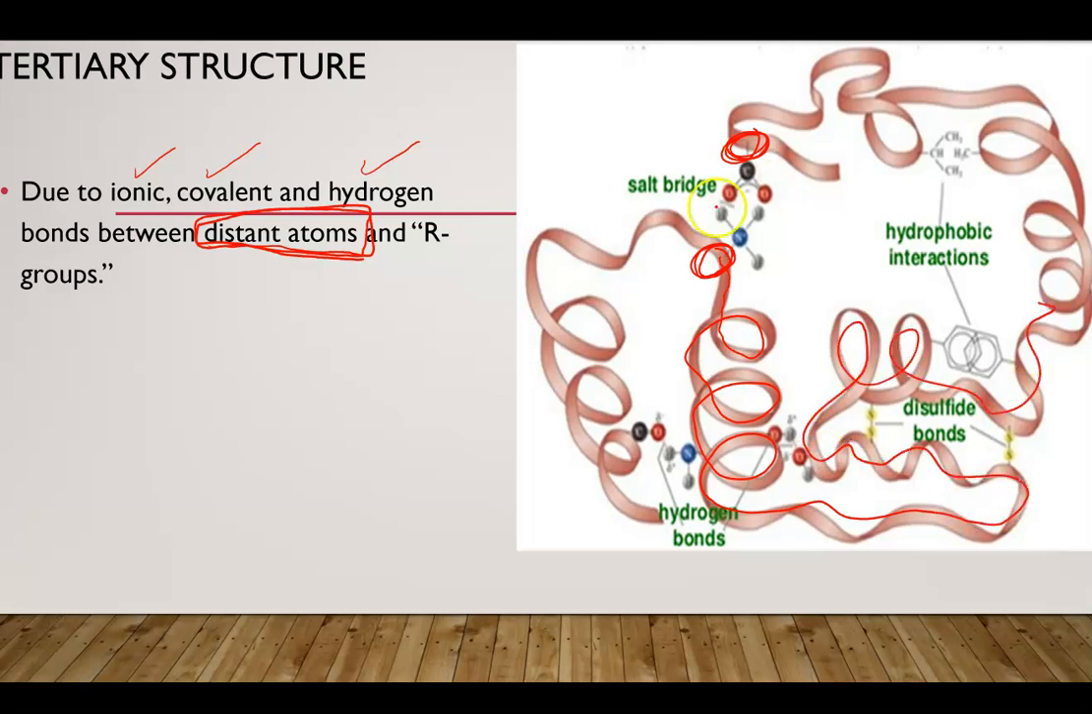So yeah, this amino acid is nowhere close to this amino acid, but they're being attracted, and this thing they're calling a salt bridge is holding them together right there. Okay, that helps make this tertiary structure. Same thing right here. This amino acid, if we pretend there's one right there, and this one are nowhere near each other, but they're being attracted and they're crumpling the amino acid chain. And that's what this tertiary structure is.